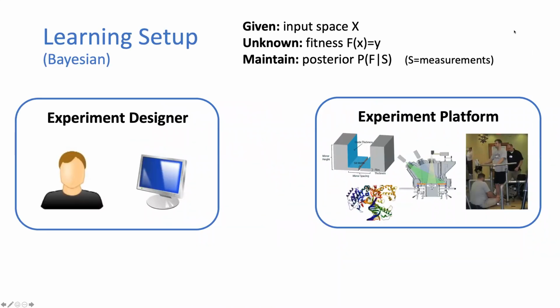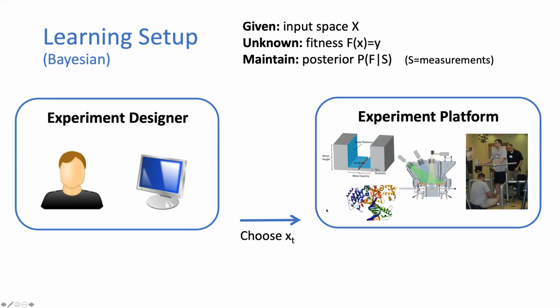So just to recap, here's the learning setup. And I should mention that this is, in some sense, just an optimization setting, and Bayesian is because we're maintaining this Bayesian belief over the fitness function that we don't know. So we're given an input space, let's call it x. We have this fitness function, f of x equals y, and we have this Bayesian belief over what capital F, the fitness function, might be given our observations so far.